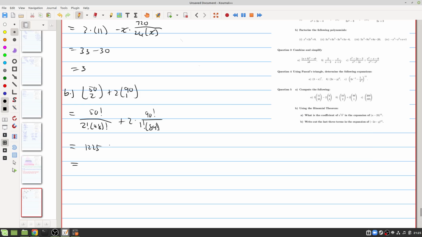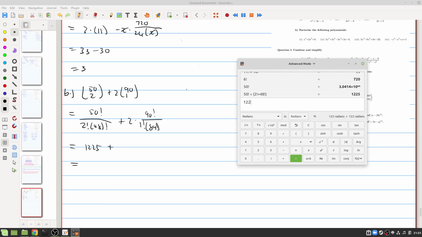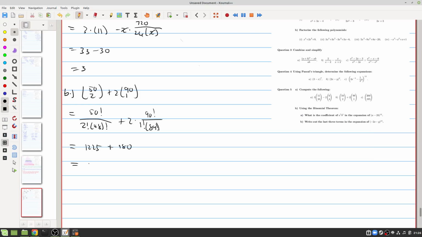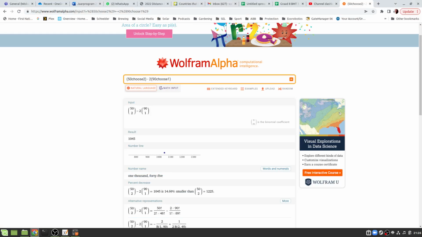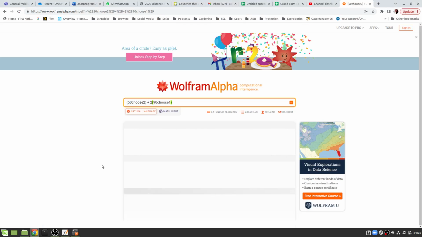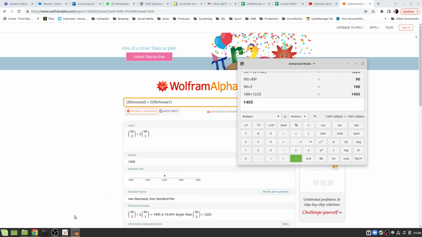So 1225 plus, and then we've got 2, let's skip the 2 part, let's just do 90 factorial divided by 89 factorial. That's just 90, correct. 90 times 2 is 180. Okay, and then we just add those. So times 2, and then plus 1225. Wait a minute. Oh, it's because this should be a plus. My bad. It is 1405.